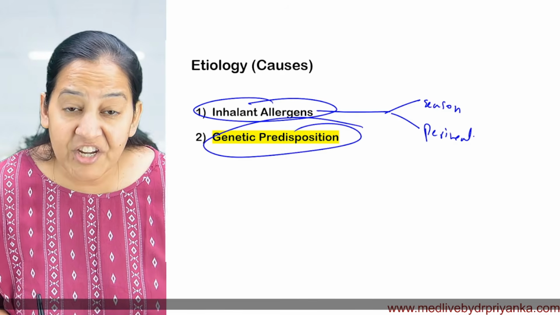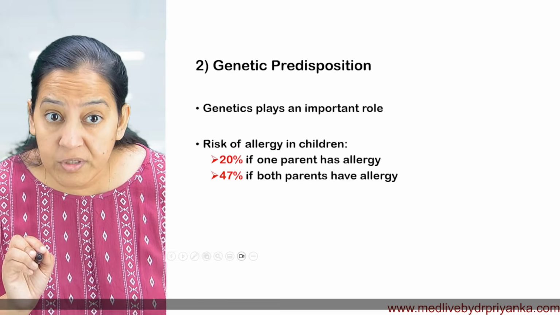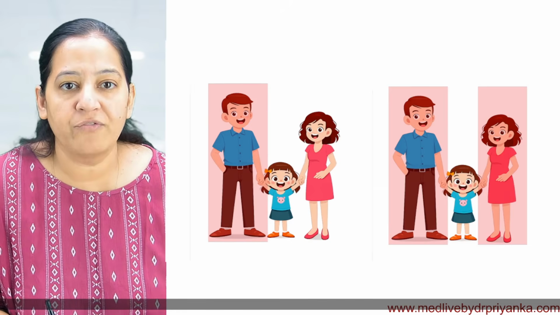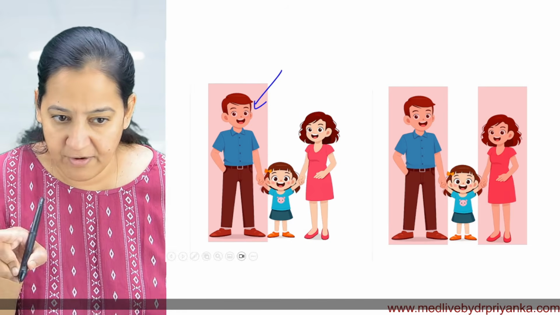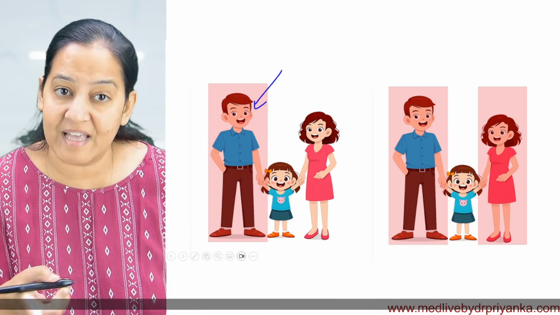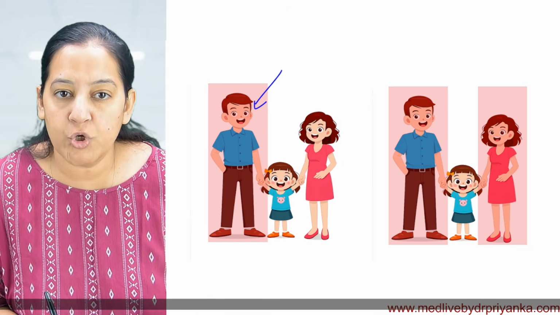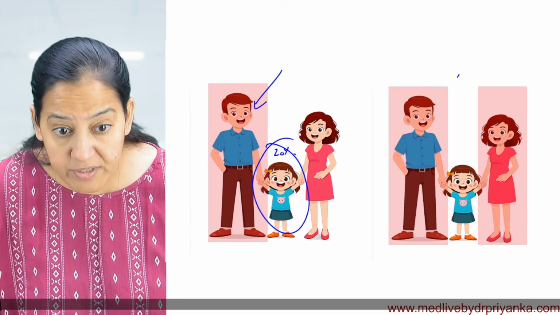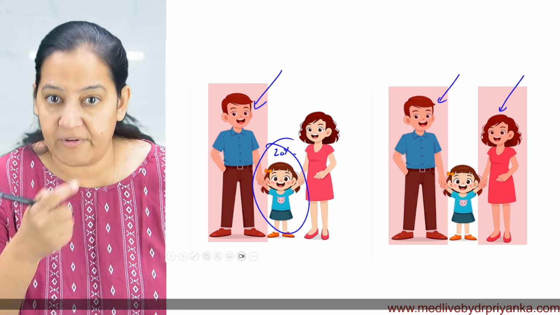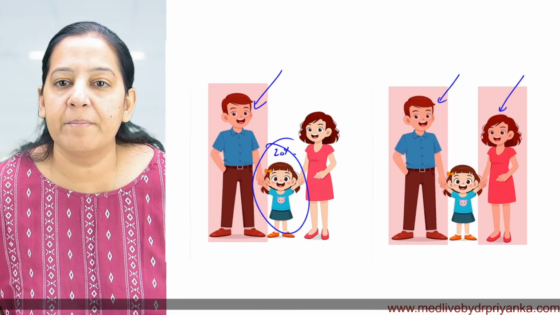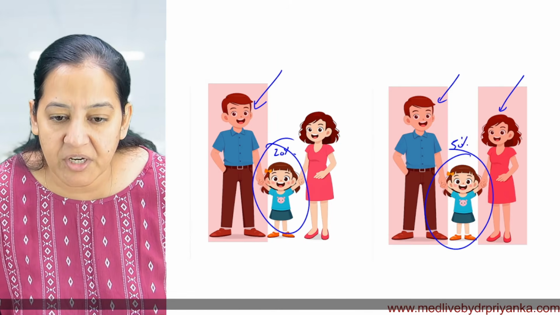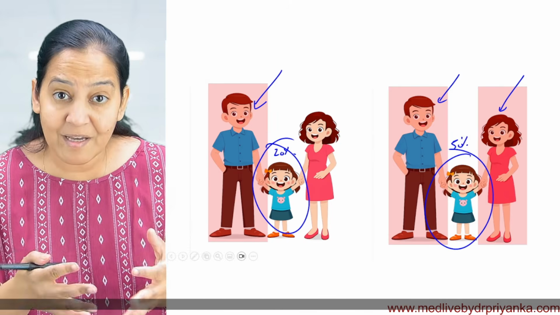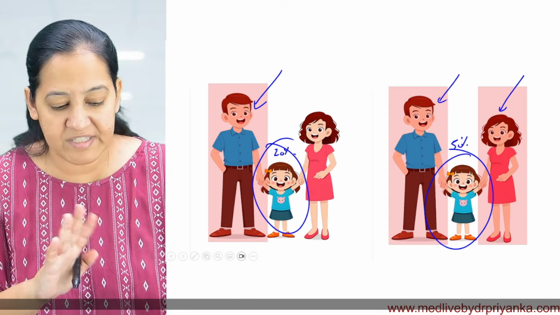Now, what about the genetic predisposition? We have noticed if one of the parents, maybe only mother or only father, is having allergic rhinitis, there are 20% chances the child also has it. And we have noticed that if both the parents have allergic rhinitis, there are 47%, you can say nearly 50% chances the child will have it. So it is showing some gene or some chromosome is there, which is not yet discovered.